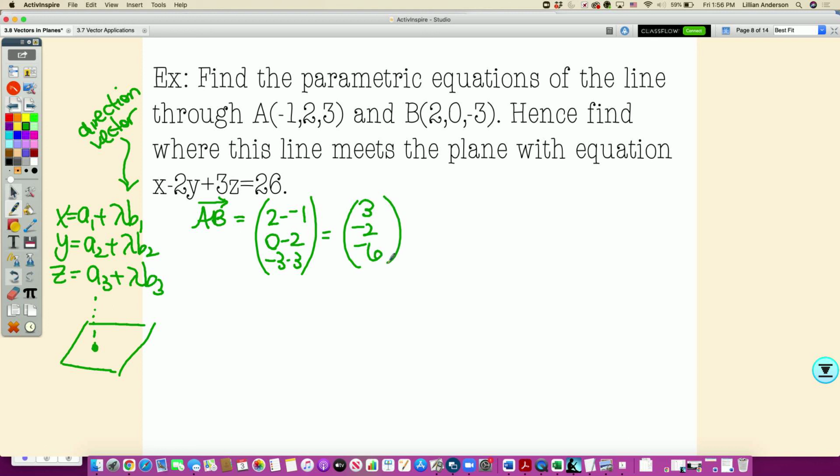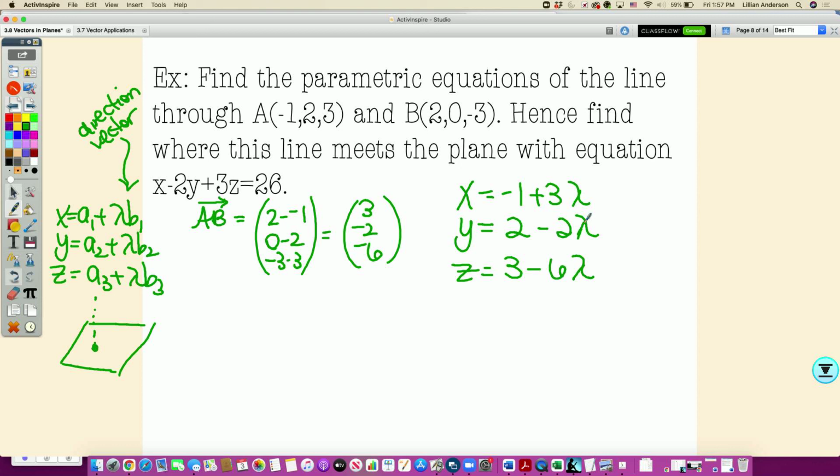Okay? And then I need to use a point for the A1, A2, and A3. You just want to use point A. So my parametric equations are going to be x = -1 + 3 lambda, y = 2 - 2 lambda, and then z is going to equal 3 - 6 lambda. So that's the first part of the question. Those are our parametric equations.